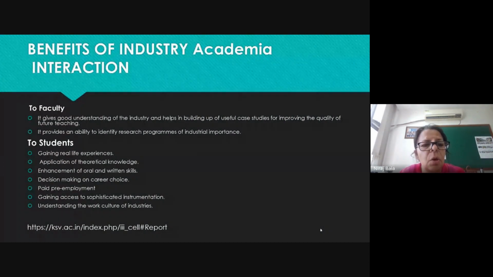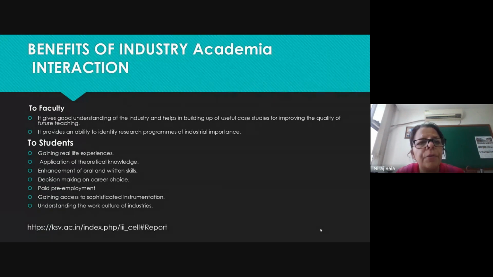industrial culture. Because when our students leave the protective environment of the academics or the institute, now they have to go into the real world, into the real industry. So if they have already visited the industry, they have a little understanding of what they are going forward to, the work culture in the industry.